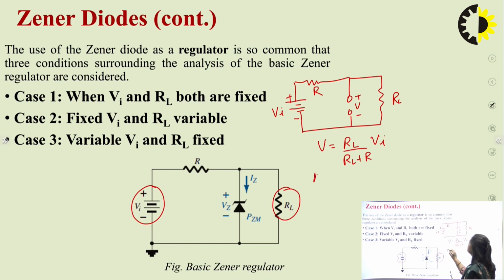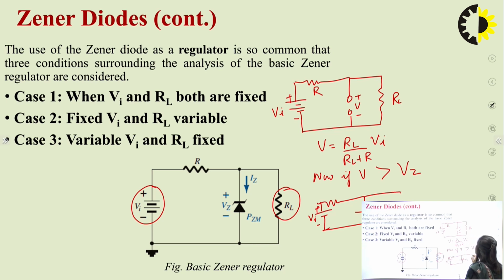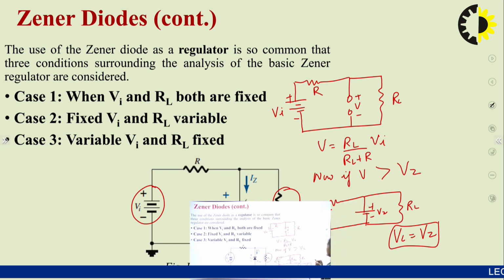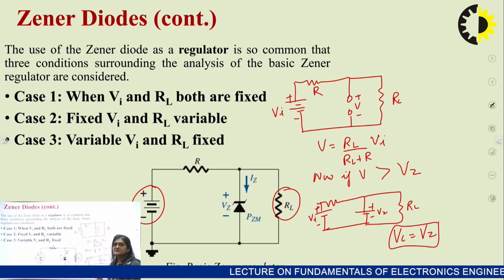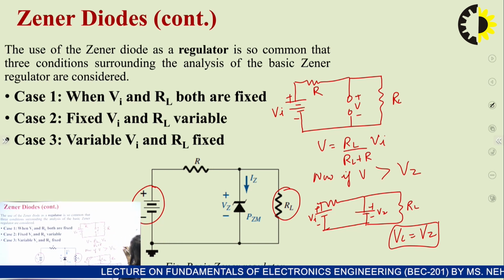Now if V is greater than Vz, this circuit will be replaced with the Vz potential. This is Vi, plus minus Vz, and this is RL. So in that case VL would be equal to Vz. So this is the case when both Vi and RL are fixed.